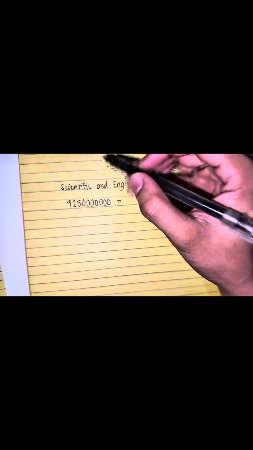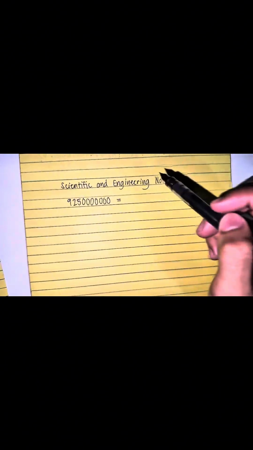Now, let's talk about scientific and engineering notation. In scientific and engineering notation, you're going to assume that there's a decimal point sitting next to the first number of the given. Then, count how many times you move the decimal point to the right, because that number will be your exponent. After you do that, you will come up with an answer of 9.25 multiplied by 10 raised to 9.